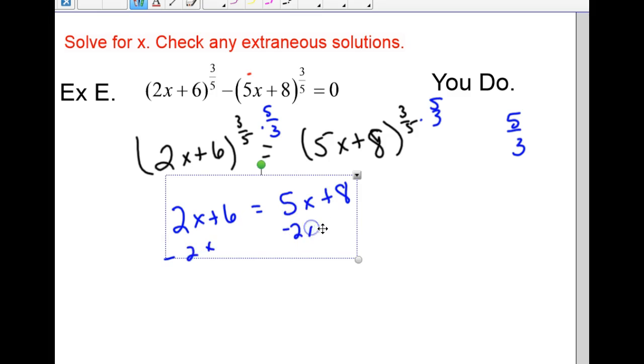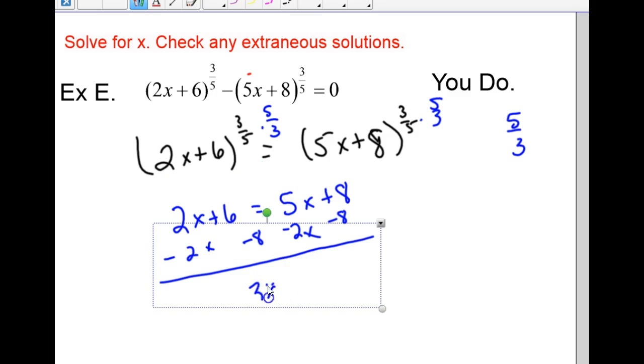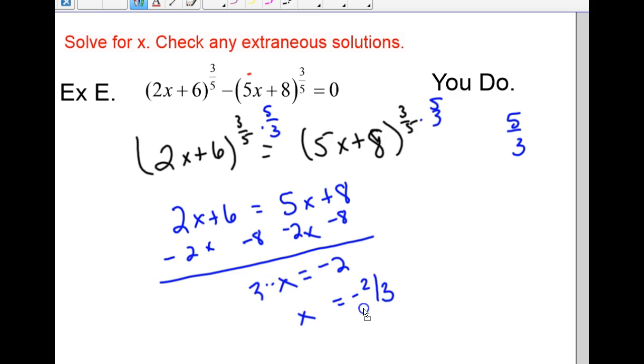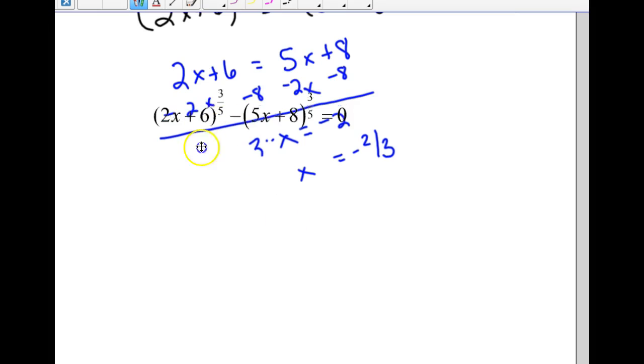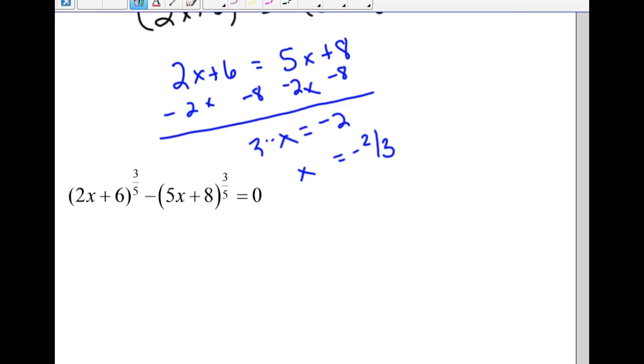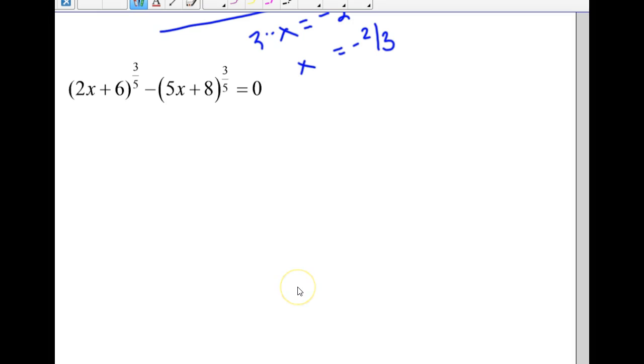So let's solve and see what we get. I get 3x is equal to negative 2. So x is negative 2/3. So this is kind of going to be a pain to check, but we have to. We don't get a choice. All right, so let's figure out what we get here using x equals negative 2/3.